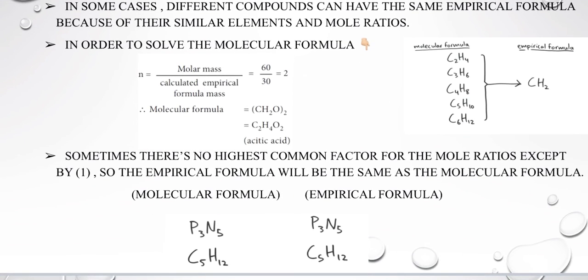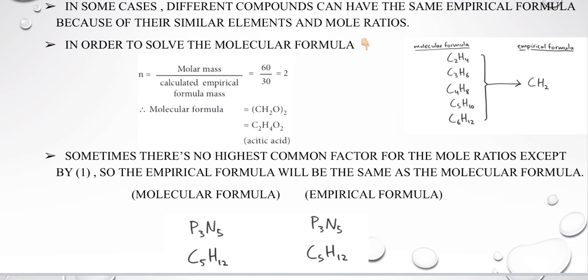In some cases, different compounds can have the same empirical formula because of their similar elements and mole ratios. As you can see in the picture, there are different compounds whose molecular formulas are C2H4, C3H6, C4H8, C5H10 and C6H12. These are different compounds that exist in nature. And as you can see, the highest common factor of their mole ratios is exactly the same.